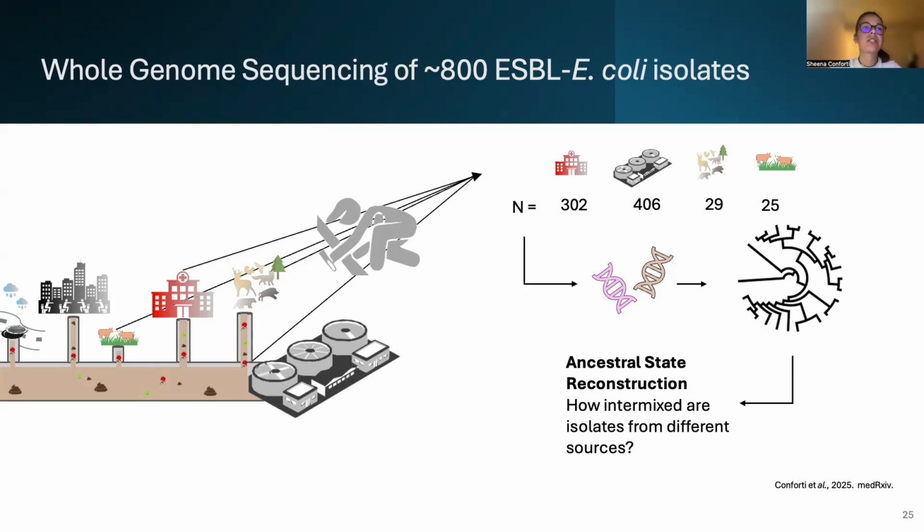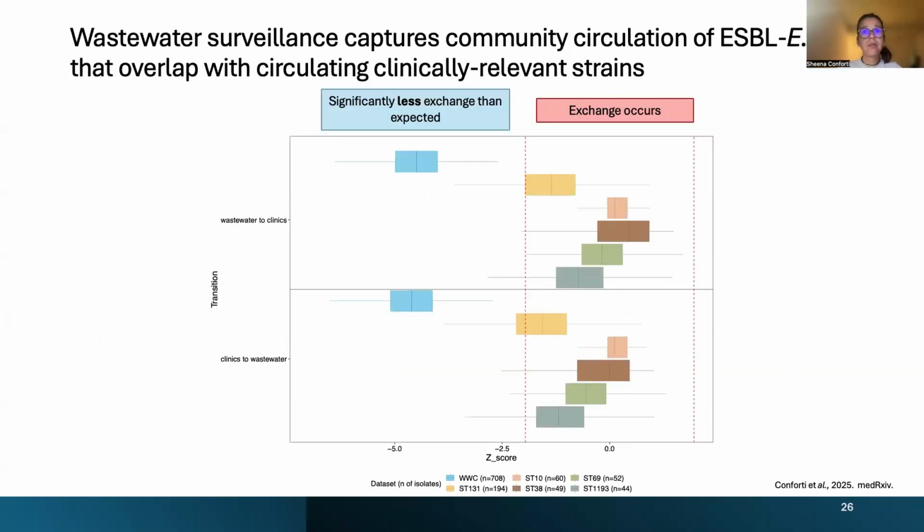And then we performed this ancestral state reconstruction, which essentially allowed us to double check how intermixed the bacteria that come from wastewater, for example, are with those that come from the clinics. In other words, what we sample in wastewater, is it clinically relevant? Is it something that is circulating in humans as well or not? And so I go directly to the point, and I guide you through this graph now.